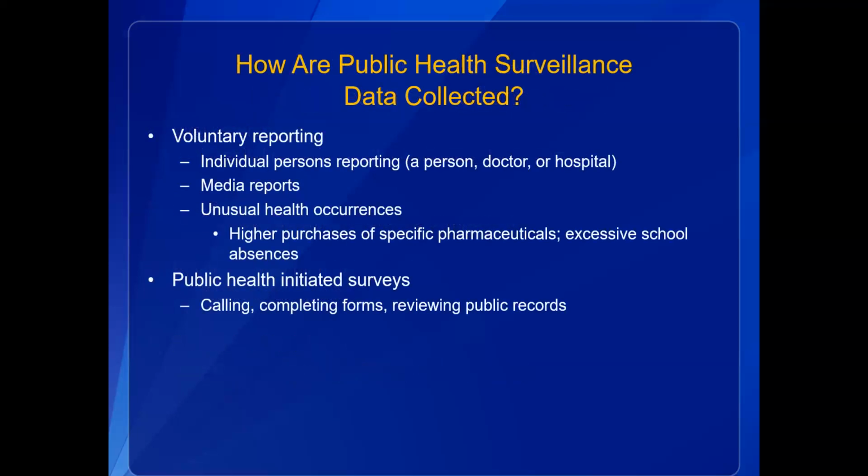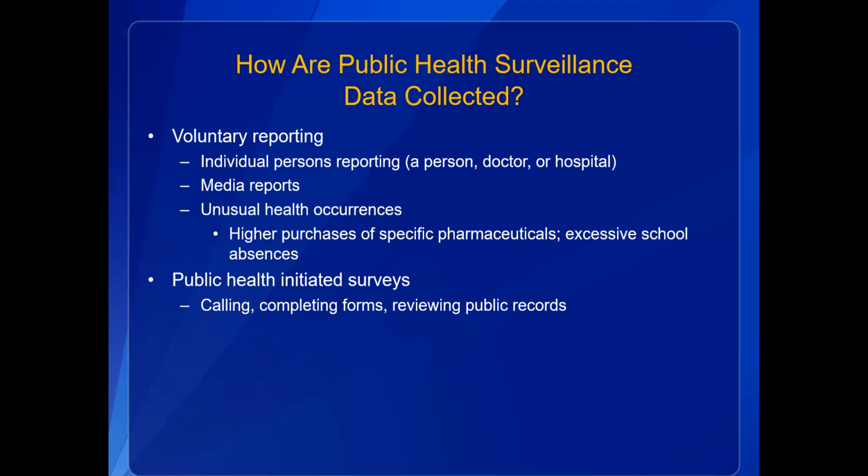How is public health surveillance data collected? You can have what we call voluntary reporting, where individual persons, a doctor or a hospital, report the information. You have media reports, where some of the unusual health occurrences are reported mainly by the media.